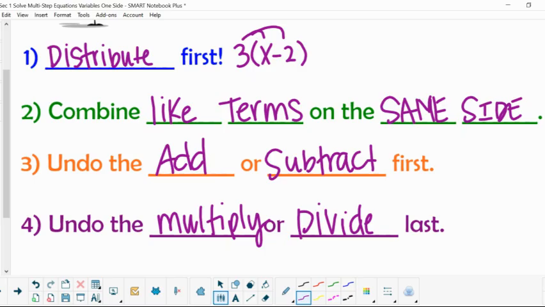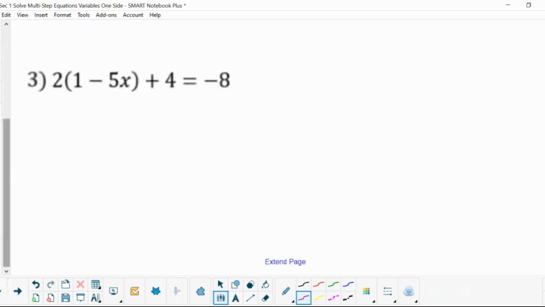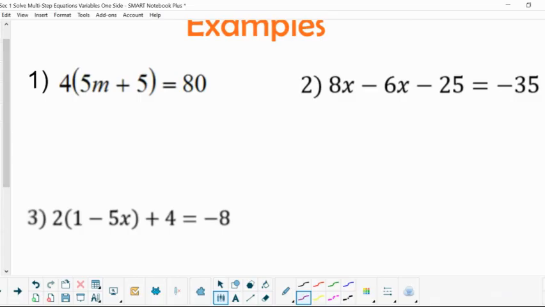So the only difference today is if we have to distribute, we got to do that. Or combine some like terms, we got to do that. And then we can start undoing the add or subtract first. Anybody need a few more seconds to jot that in? Okay, let's give it a try. Okay, this first one, right there. If you like doing that little divider line, please keep doing it. And will everyone just at least try it on the first one, because it really helps to see the right and the left side nicely so that we make sure we do it to both sides.